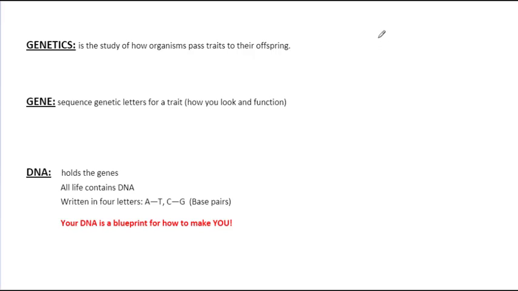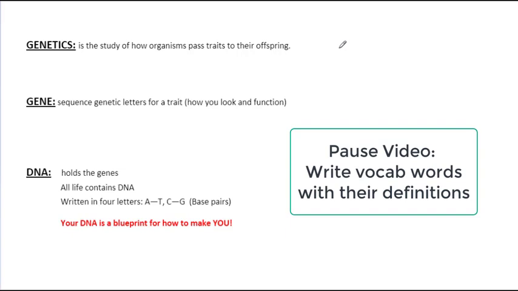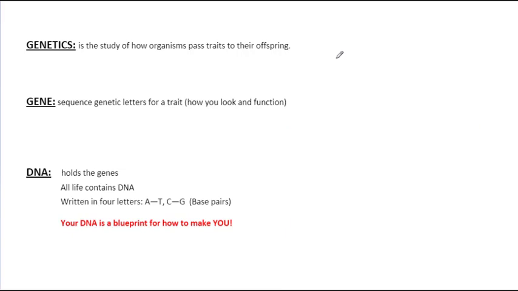Genetics is the study of how organisms pass on traits to their offspring. To study this, we have to know where the organisms store the traits to begin with. They store them in what we call genetic material, or DNA, also known as deoxyribonucleic acid. And it's a molecule that has a very particular shape.